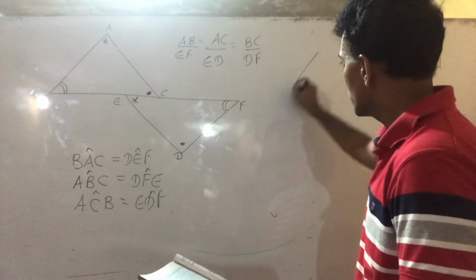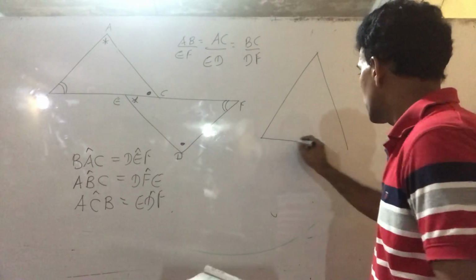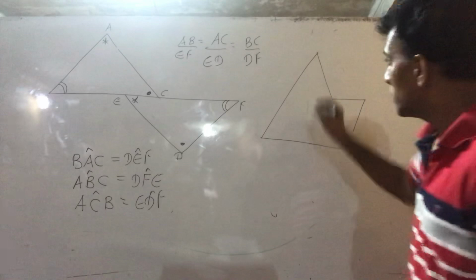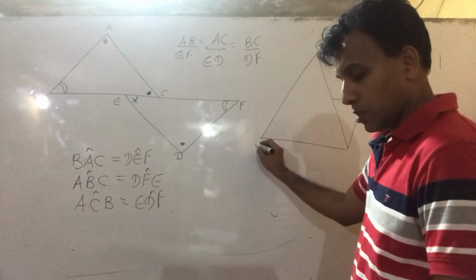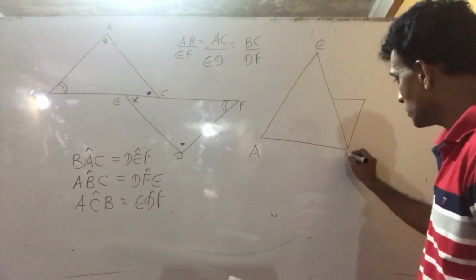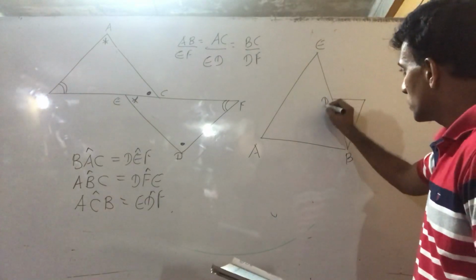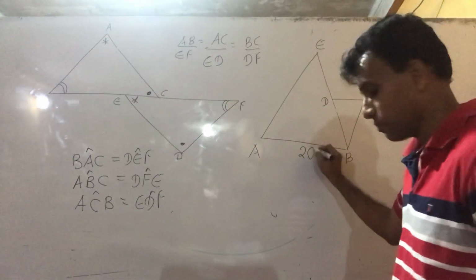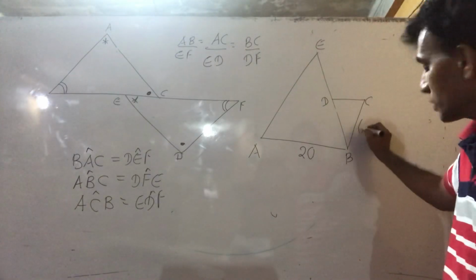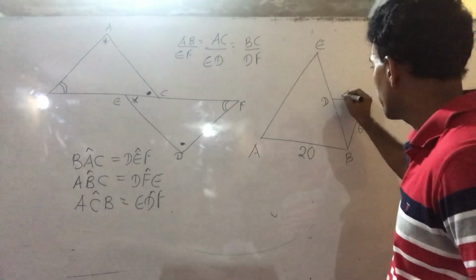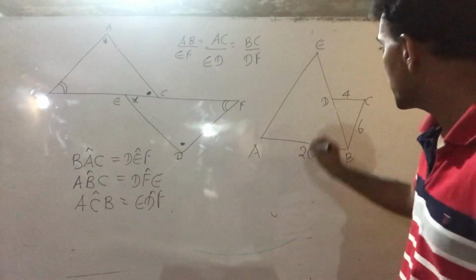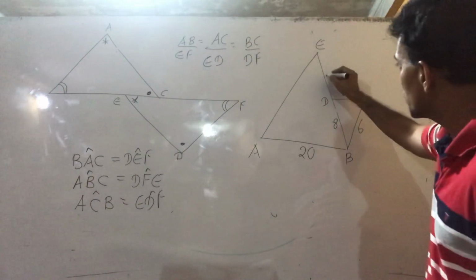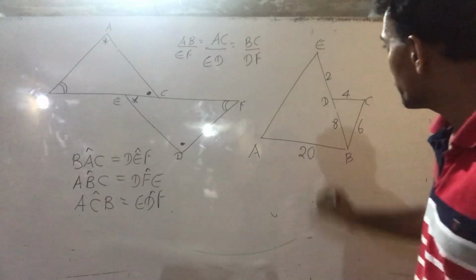Next diagram, they are the same type of thing, okay. So what the question says, in the figure AB is 20, mark that, AB 20, BC 6, CD 4, DB 8, DE is 2, and AE is 15, right?